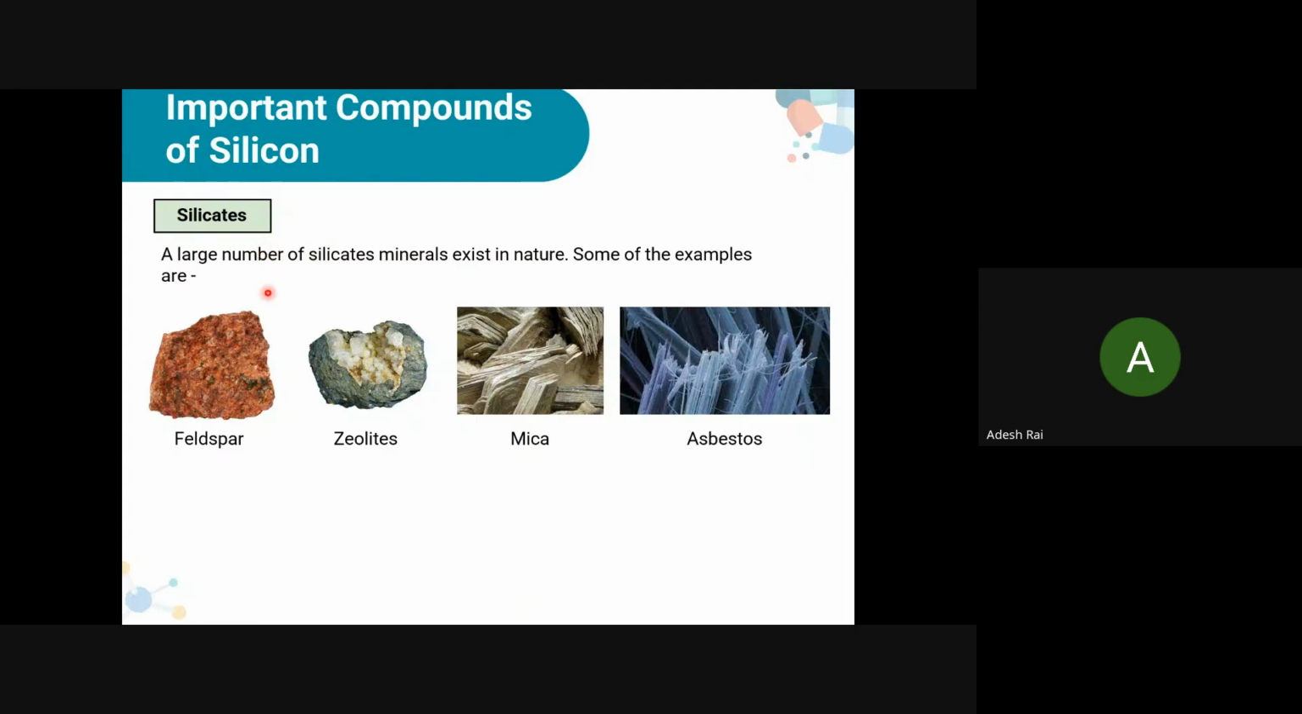So what are silicates? A large number of silicate minerals exist in nature. Some of the examples are feldspar, zeolites, mica sheet, and asbestos sheet. Asbestos sheet you would have used in the laboratory. Have you used asbestos sheet in the laboratory? Yes, sir. Mica, you know where mica is used? It's an electrical insulator, but a good conductor of heat. So where is it used?